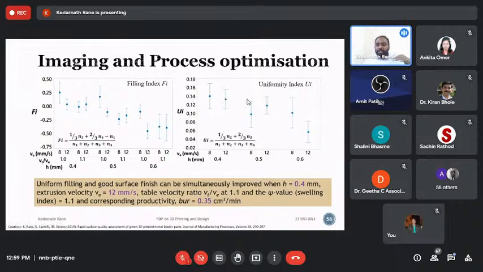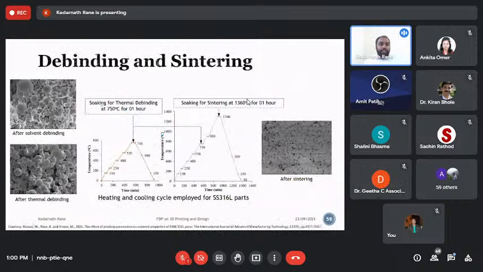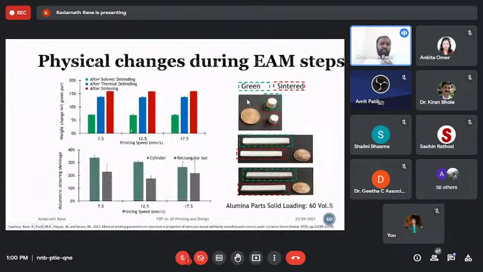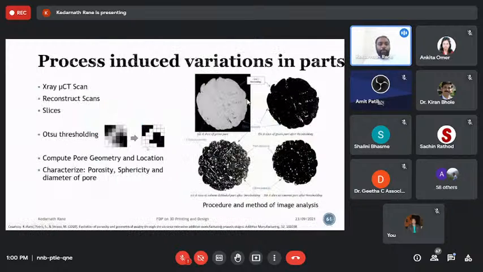But honestly, it is not possible in real time on the same layer, because we are taking images layer after layer. Okay. We did some sintering and debinding exercises. You can see some sintered and debinded microstructure. We did some physical characterization. Again, these data are available online, so you can refer to what happens with weight change if you change the printing parameters, and what happens with the volumetric shrinkage when you change the printing parameters.